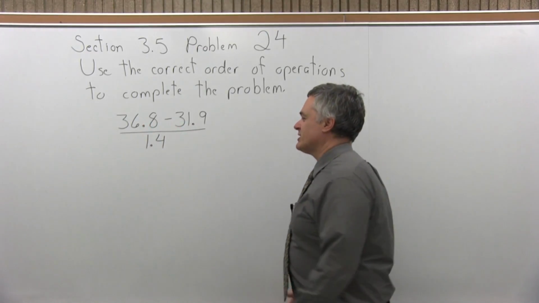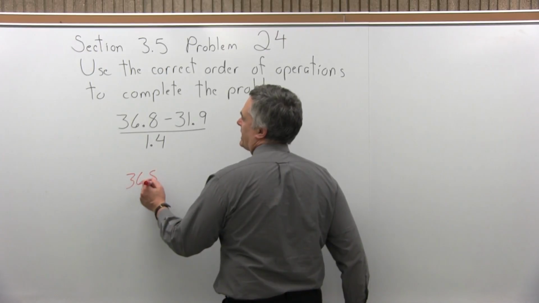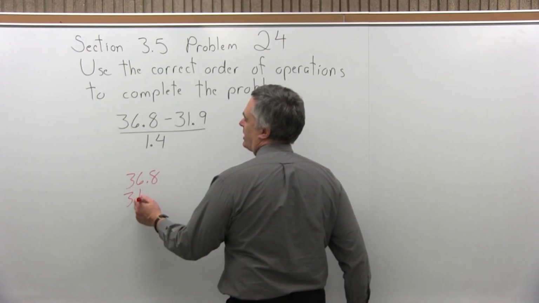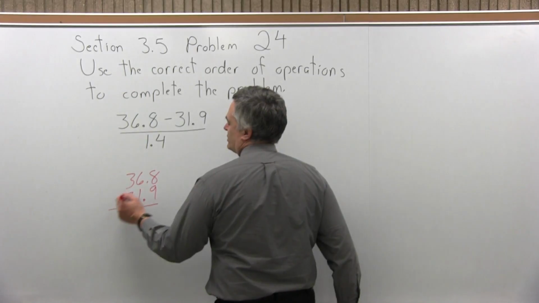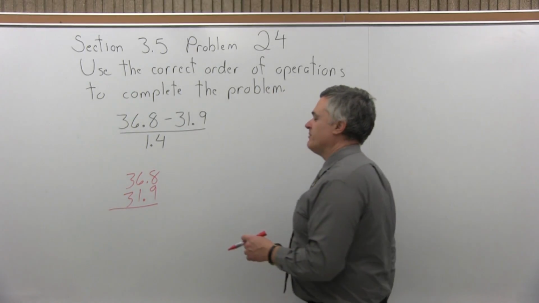So let's do that subtraction. I can write it out underneath here. 36.8 minus 31.9. So we want the decimals to line up. They do. If they didn't, we would have to make them line up.